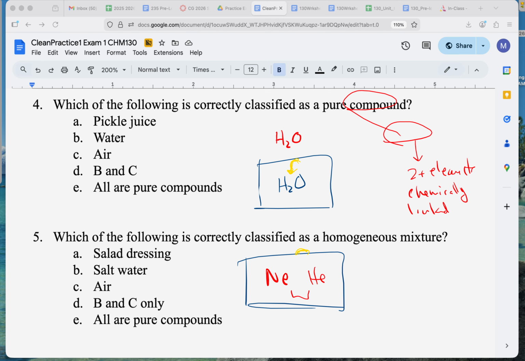So, homogeneous mixture. What did we say about salad dressing? We said that that was heterogeneous, which means not an answer. Salt water. Was that a homogeneous mixture? Was it homogeneous? Yes. Was it a mixture? It had salt and liquid water. So yes, that's a mixture. Okay, air. That is homogeneous and a mixture.